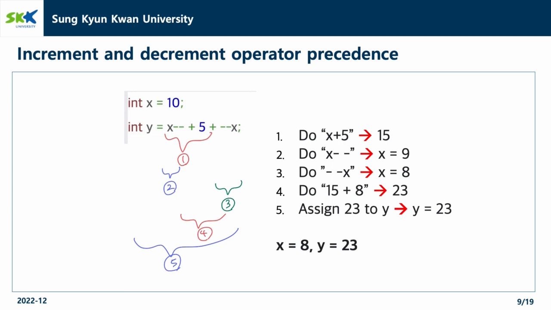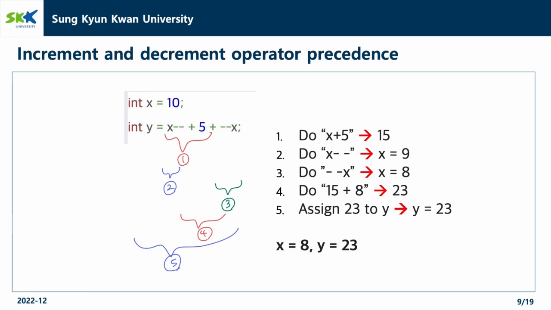Let's look at the next sequence of operations together. x is assigned 10. And in the next line, since it is x minus minus, the first operation will be the addition of x and 5. And the operation result up to here is 15. After that, we have to calculate the x minus minus operation.